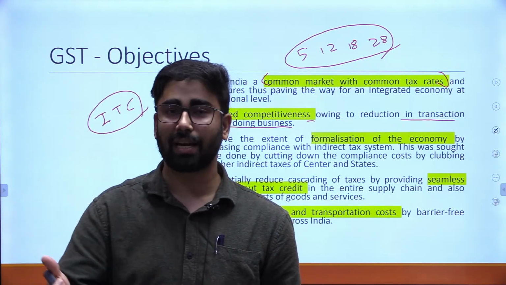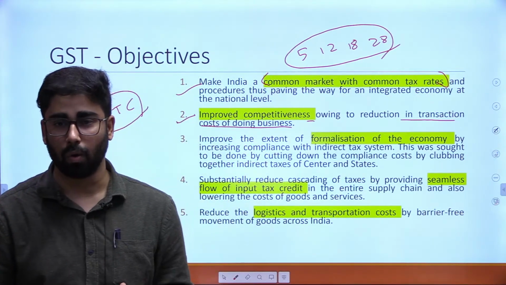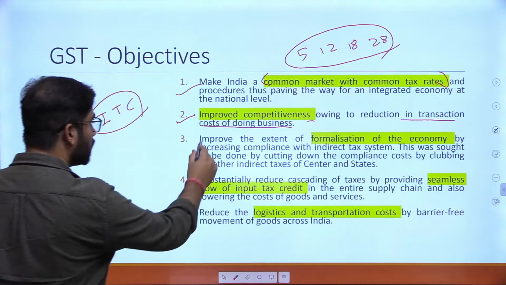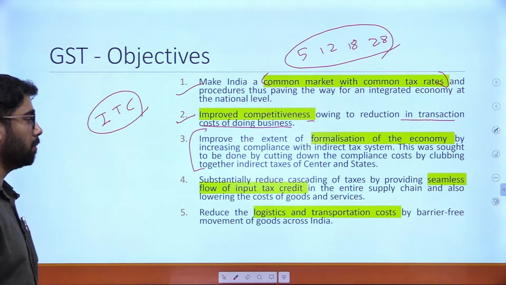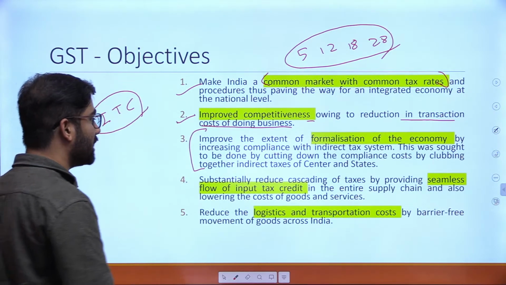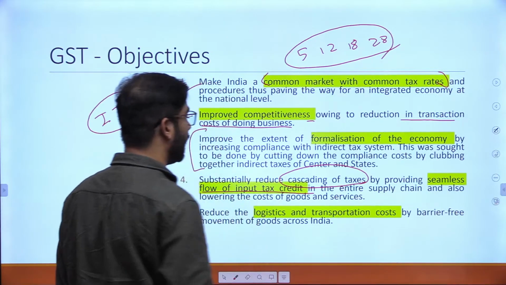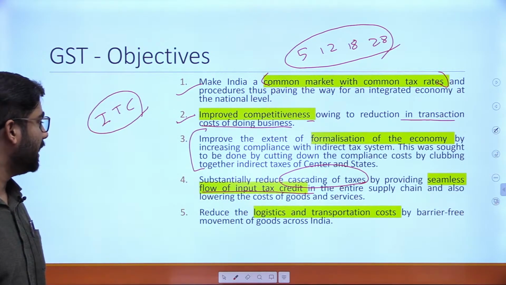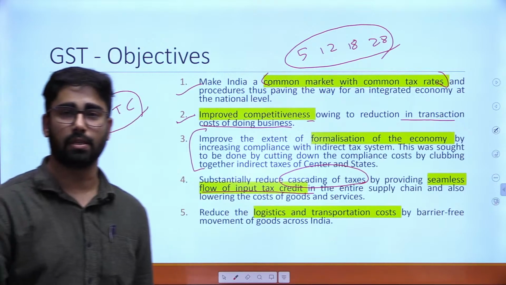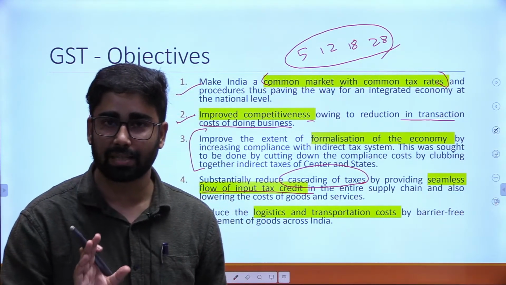अब जब वो रजिस्टर कर रहे हैं जीएसटी के साथ, तो एक टाइप की फॉर्मलाइजेशन ऑफ इकोनॉमी भी शुरू हो गई. ओके, सो इट ऑल्सो स्टार्टेड द फॉर्मलाइजेशन ऑफ इकोनॉमी. ओके, and then there is substantially reducing cascading of taxes by providing seamless flow of input tax credit in the entire supply chain and also lowering the cost of goods and services. Now what does this mean? We will be discussing with the concept of input tax credit only.